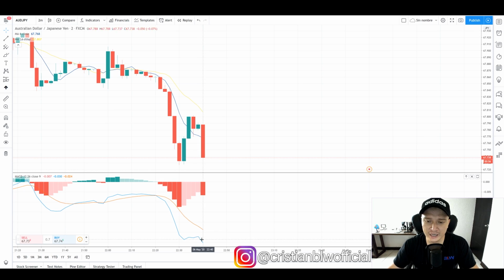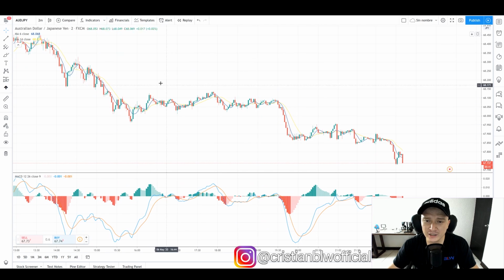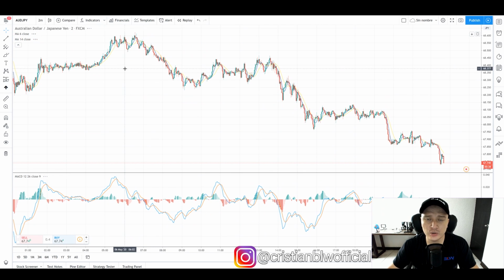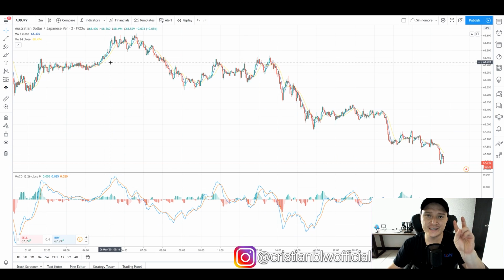Right now we're not going to enter because take a look at the MACD. Even though the moving average didn't change its direction as much, the MACD did, and I don't really think it's going to be really smart to enter this trade. So while we wait for another opportunity, we're going to go ahead and get the second confirmation for this trade.